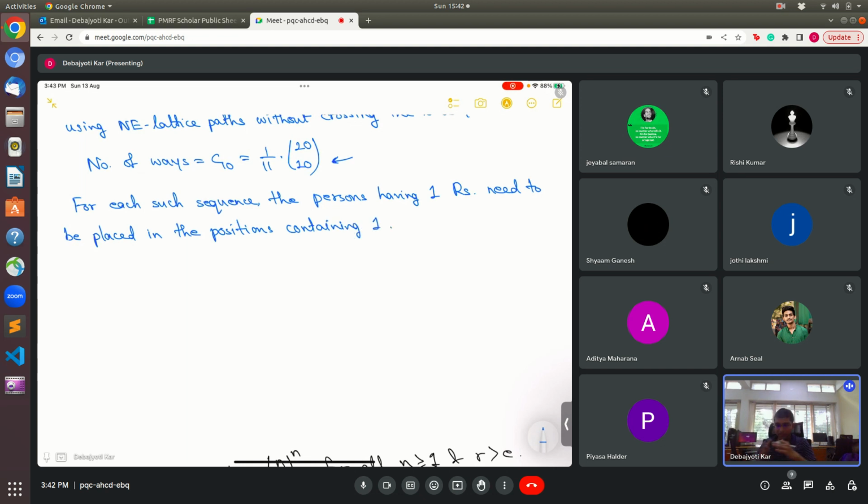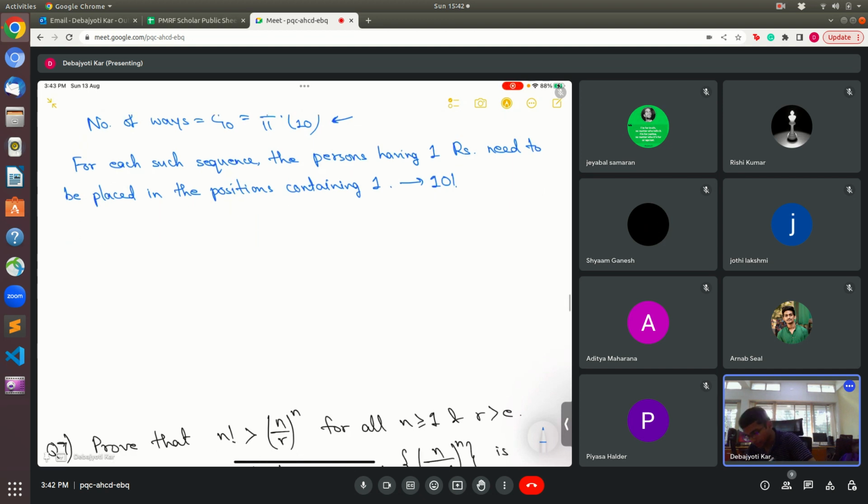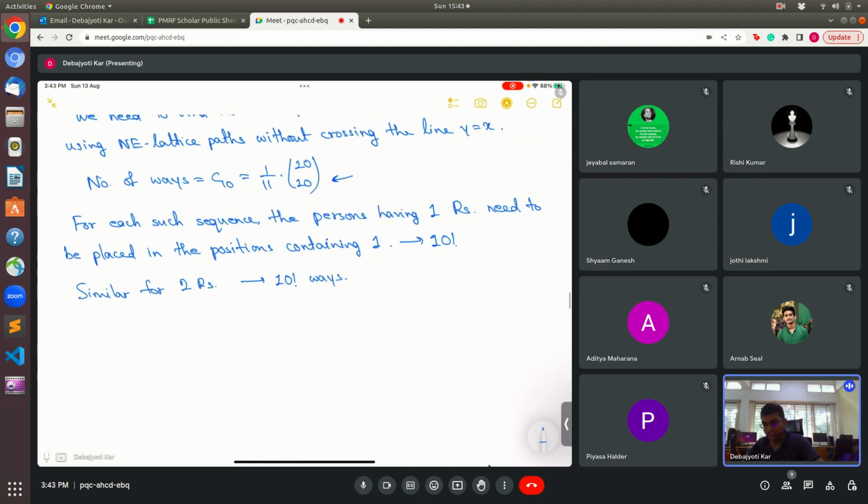Right, so in this sequence there are 10 ones and there are 10 people who have 1 rupee, and those 10 people need to be placed in these 10 positions which contain 1. So there are 10 factorial ways of doing this. And similarly, the positions which have 2, the persons having 2 rupees need to be placed there. So again there are 10 factorial. Okay, so then what is the total number of ways?